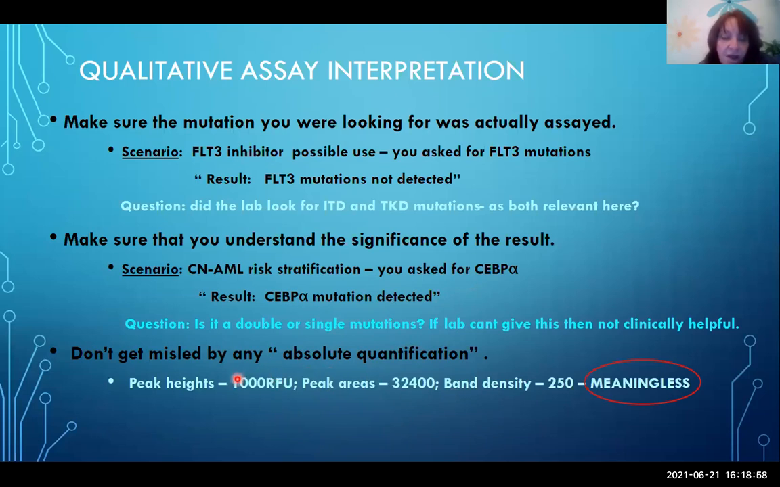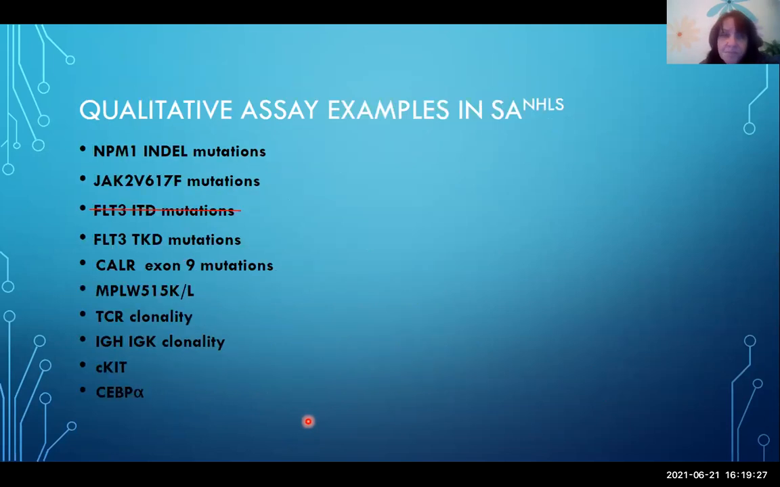These are relative to the assay that was run at the time. They are highly dependent upon when you run the assay and your reagents. So you cannot do a serial assessment of, for instance, a FLT3 and just look at the peak height of the mutation over time. That is not at all how these assays work. So it is purely a yes/no answer.